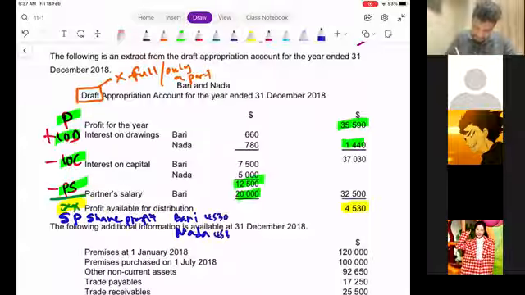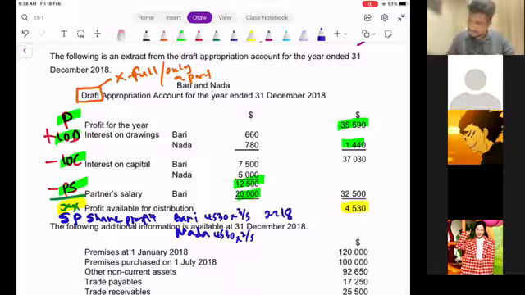4530 times 3/5, 2/5. Can you calculate? 4530 times 3/5, I get 2718. And 1812. Total up, you get 4530. Are you following me?